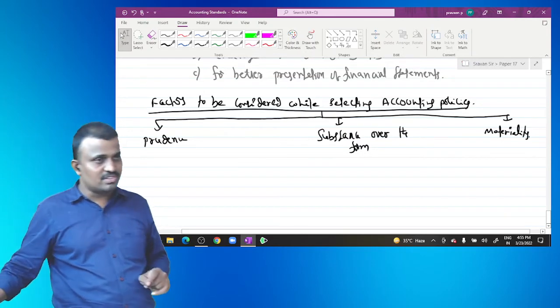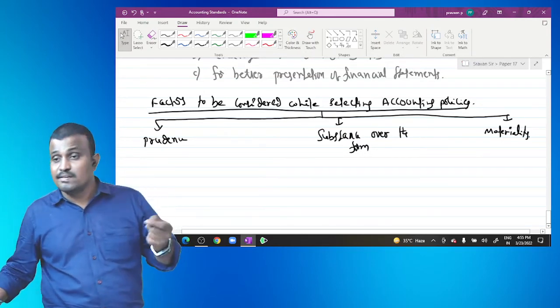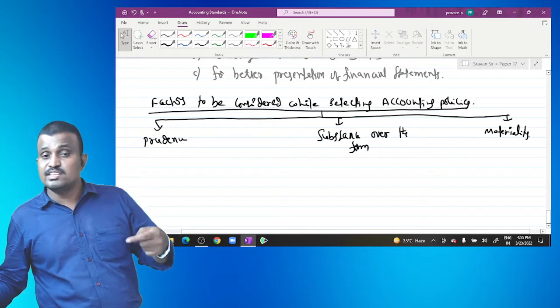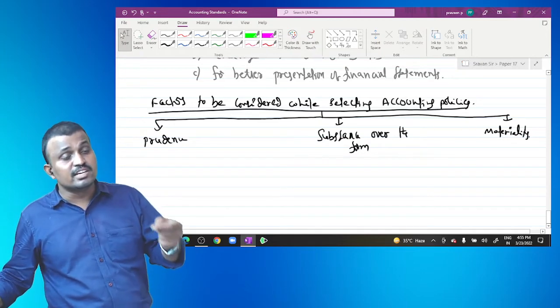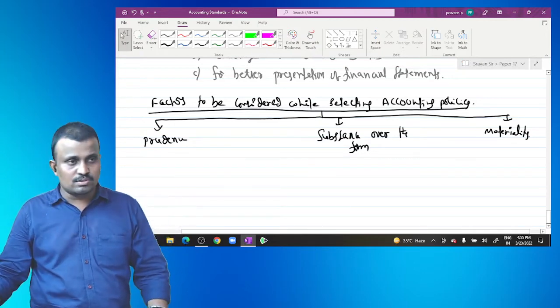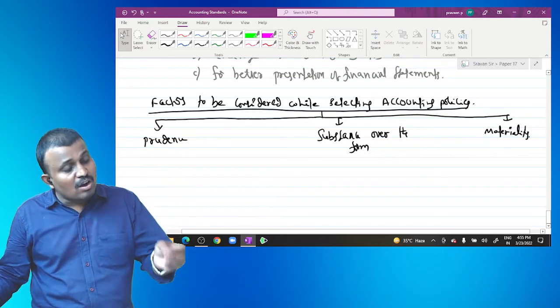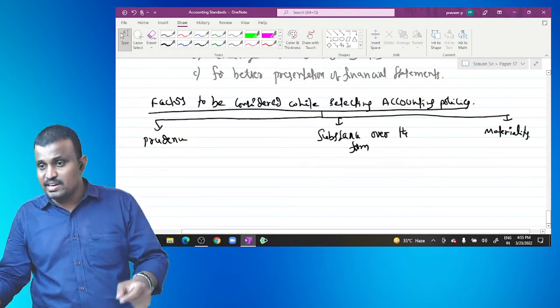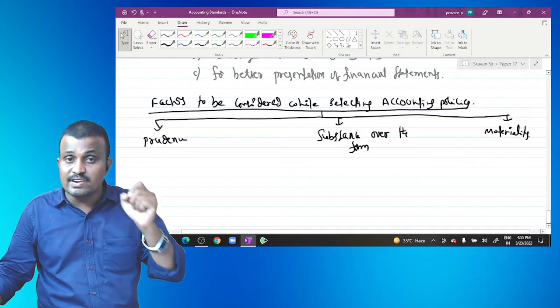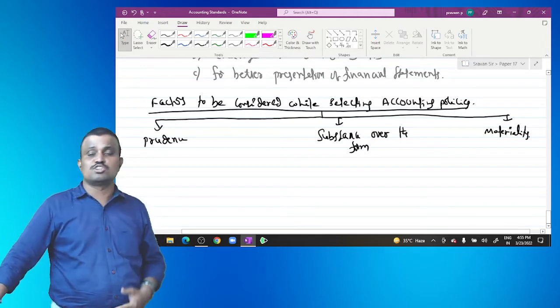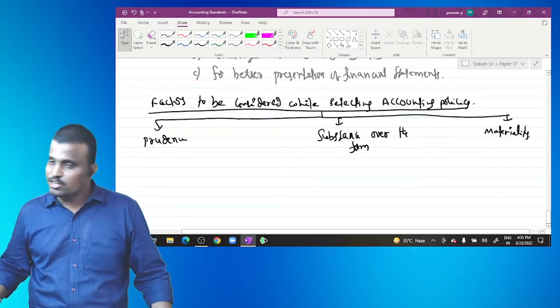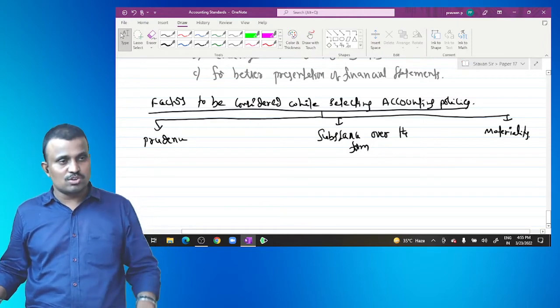But in some cases, we recognize the revenue or profits immediately, before realization also. So profits also can be anticipated if there is proper evidence regarding the realization of that amount, as per the prudence concept.